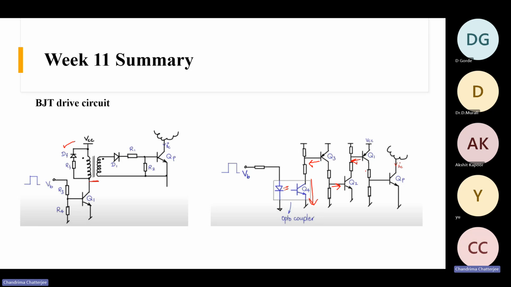The same I explained earlier. If this is on, then again here there is some base current here. So if there is base current here, this is on, and it will provide base current to this main transistor, right? So that's how we can give isolation via this optocoupler.